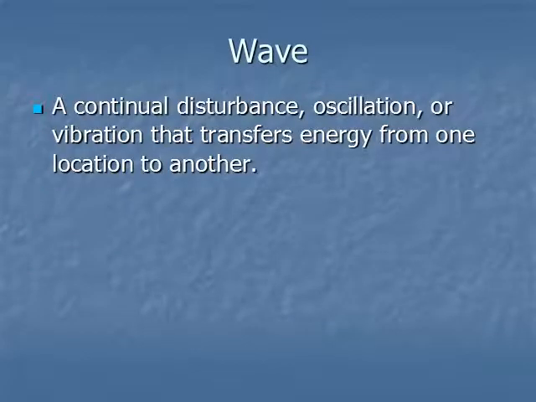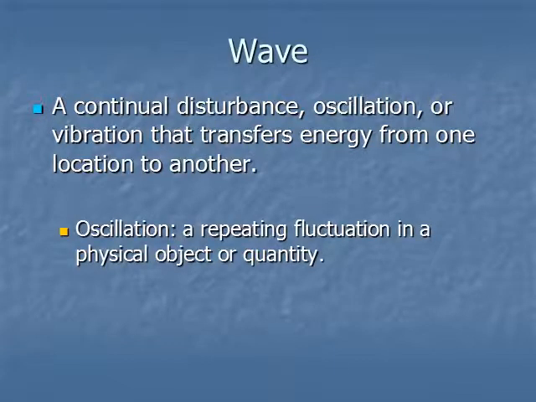So the definition of a wave is a continual disturbance, oscillation, or vibration that transfers energy from one location to another. In general, anything that's a wave is transferring one thing to another. So in terms of water, it's transferring water over. In terms of light, it's bringing light energy over. In terms of like video games, it's bringing a wave of people over. But either way, it's adding energy into something, and it doesn't really always have to do with mass.